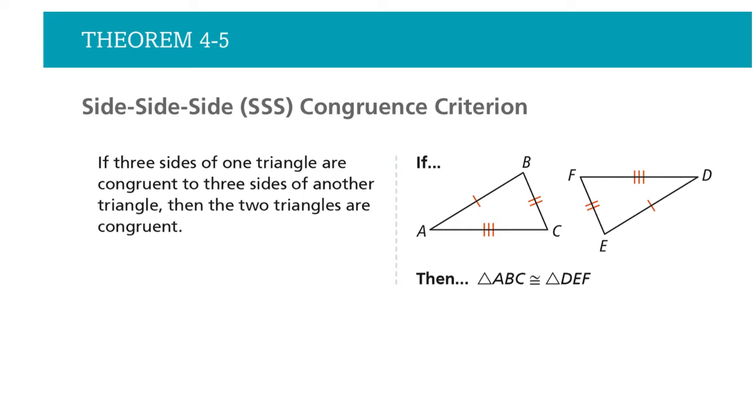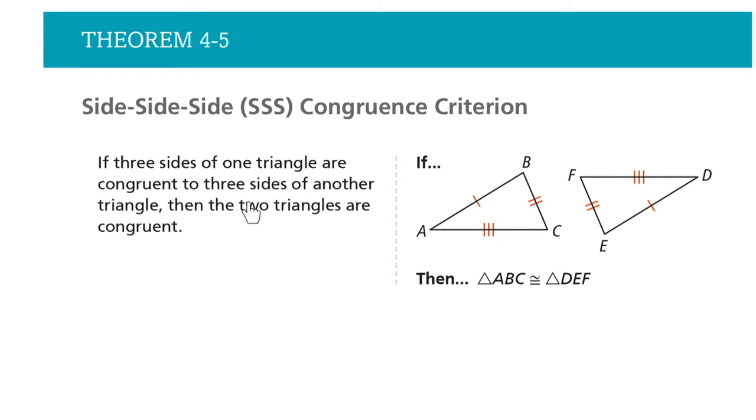Okay, so in the last video we took a look at the SAS congruence criterion, which was the one that told us that if we have two sides on one triangle congruent to two sides on the other, and then the angles between the sides are congruent, then that would be enough for us to say that the triangles are congruent. In this video we're going to take a look at another congruence criterion called SSS, or side, side, side.